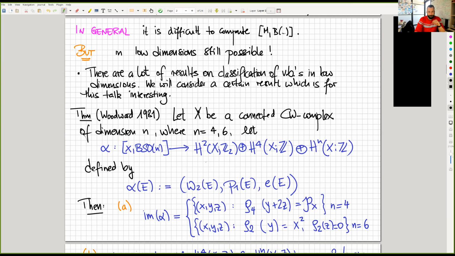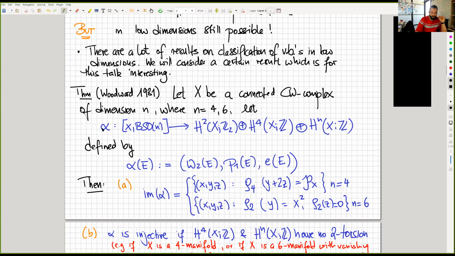And let us see what this theorem says. It's from Woodward from 1981. And he assumes that X is a connected CW complex. I don't talk about CW complexes here, but I just wrote it as he wrote it in his paper. So you can just think of, in that case, an n-dimensional manifold where n is 4 and 6 for X here.